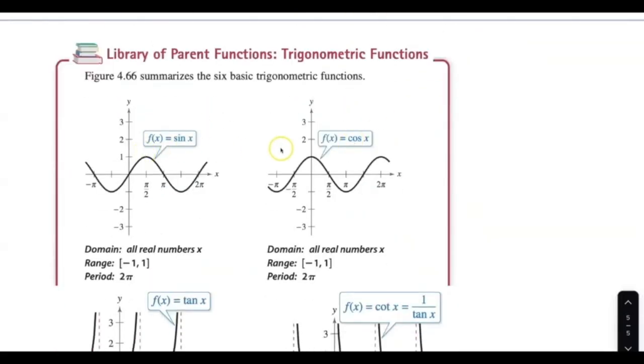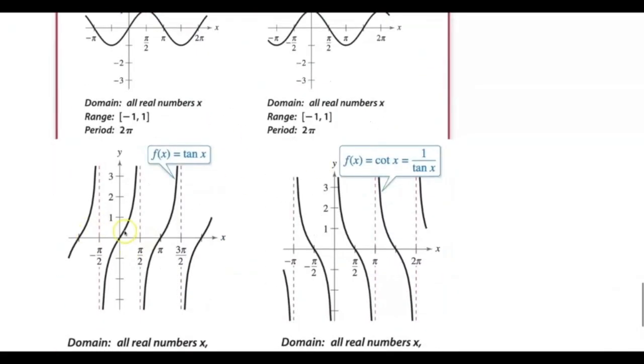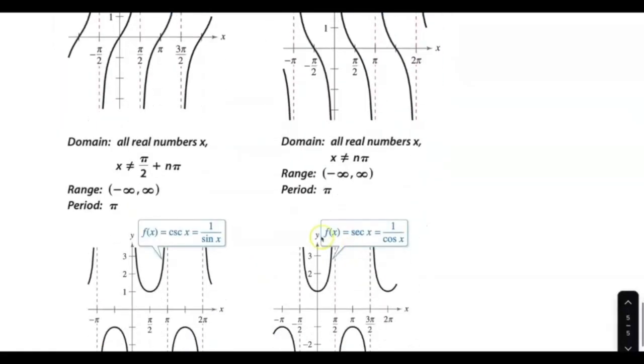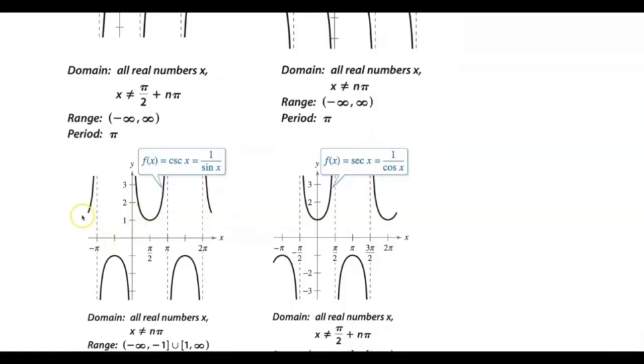We have a sine function, we have a cosine function, we have our tangent, which is like in the middle, it has a weird period. We have our cotangent, and then we have cosecant and secant, which are really just sine and cosine, but you add a couple of things to it. And that's the lesson.